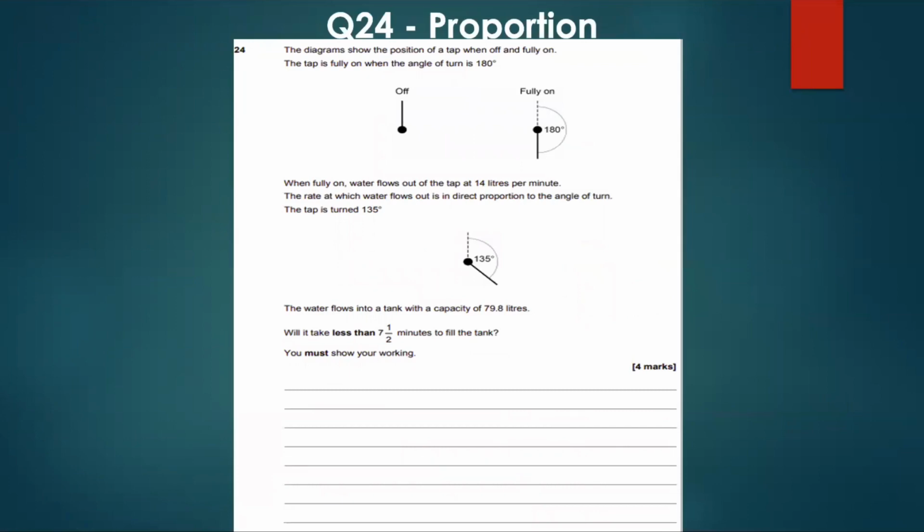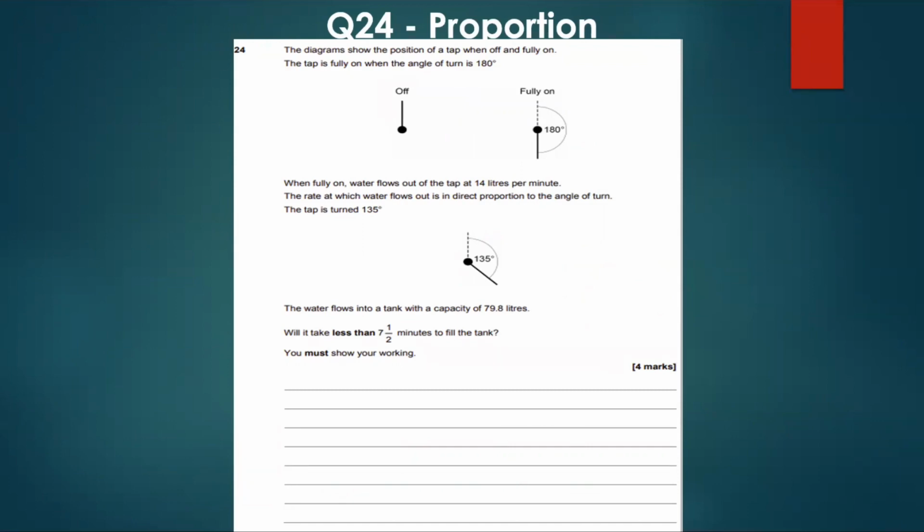So question number 24 then. This is another question, 4 marks, and it's to talk about proportion. So you've got the diagram to show the position of a tap when off and fully on. So you've got off, which is just like that, and then fully on is at 180 degrees. Now, when fully on, water flows out of the tap at 14 litres per minute. So that's quite important, we need to remember it flows at 14 litres per minute.